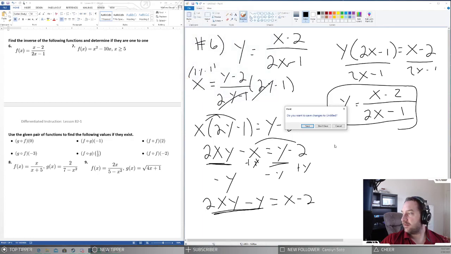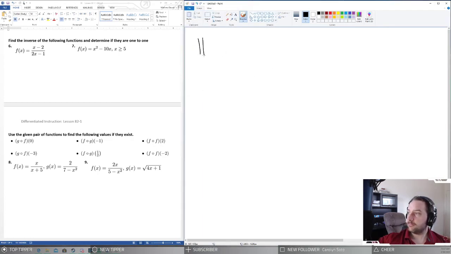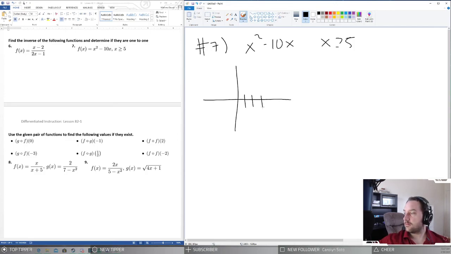For number 7, it says x squared minus 10x, where x is greater than or equal to 5. This right here is just a domain restriction. So if we were to look at the intercepts here, you're going to get 0 and 10. I'll say that each of these is 2. So 2, 4, 6, 8, 10. So that means that 5 is somewhere in the middle.